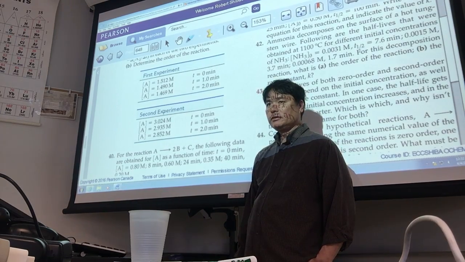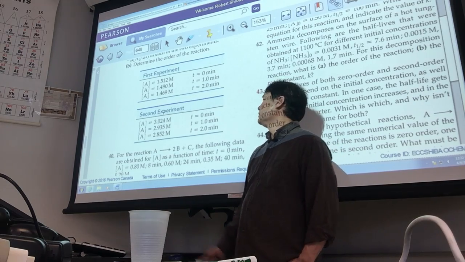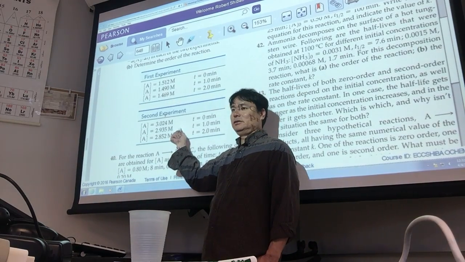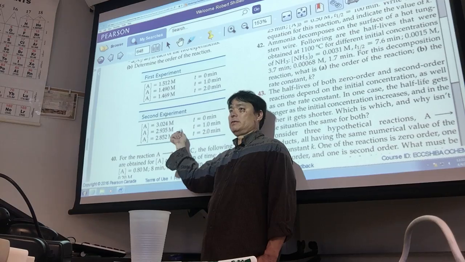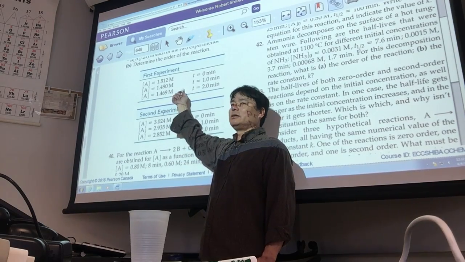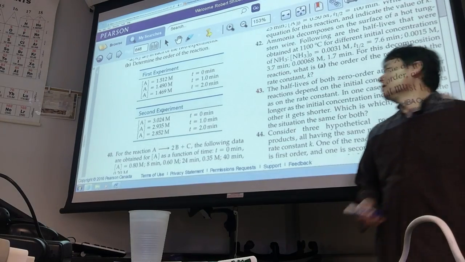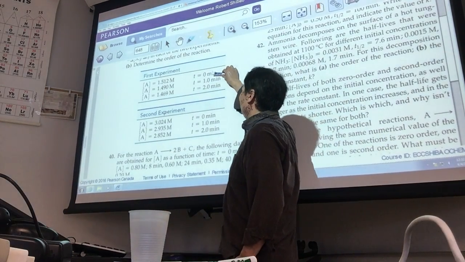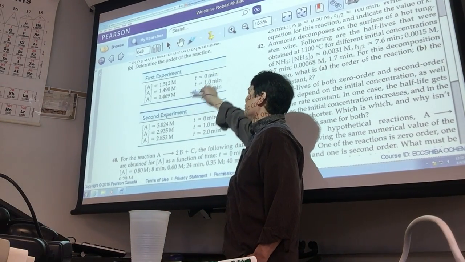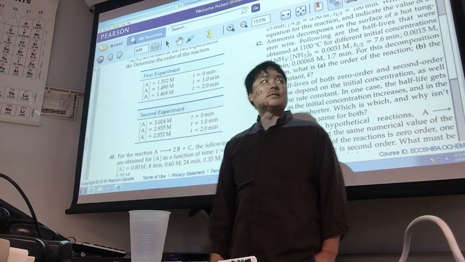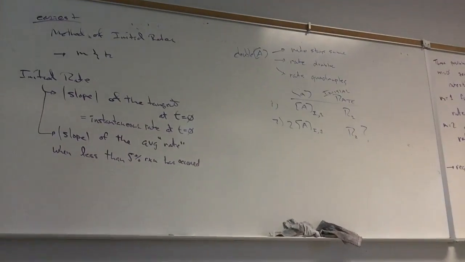A quadruple? All right, so the initial rate was 0.089, this was 0.022. So it's 4 times. So if we double the concentration, the rate quadrupled, which means it's got to be second order. Does that make sense?